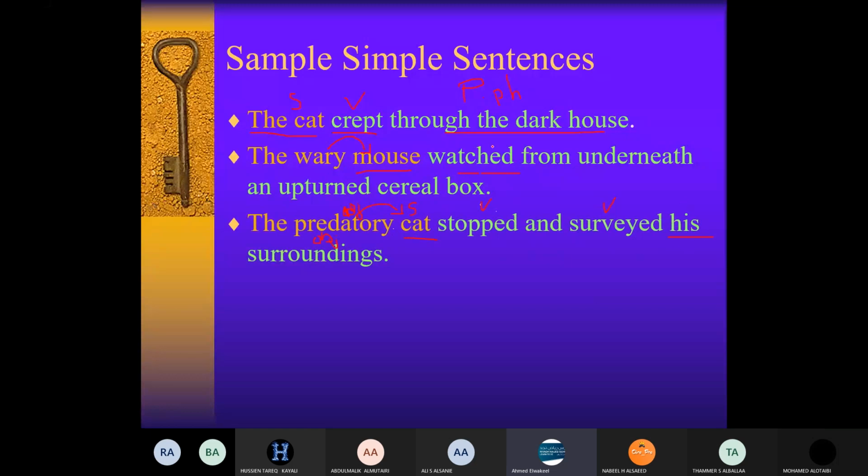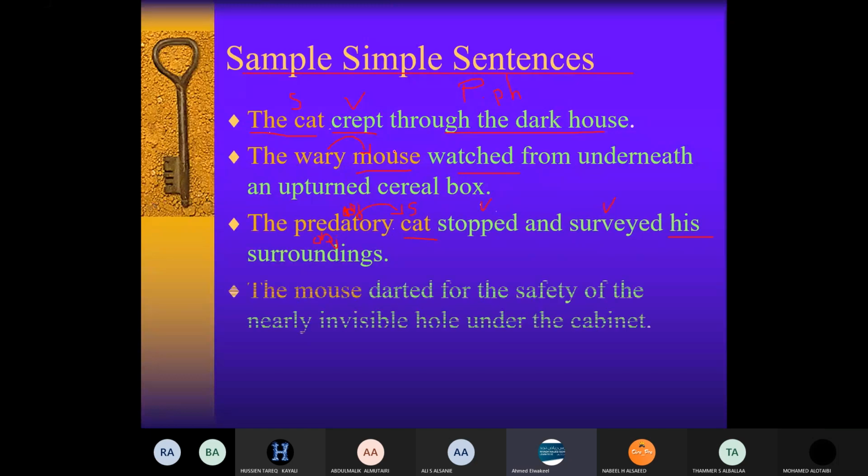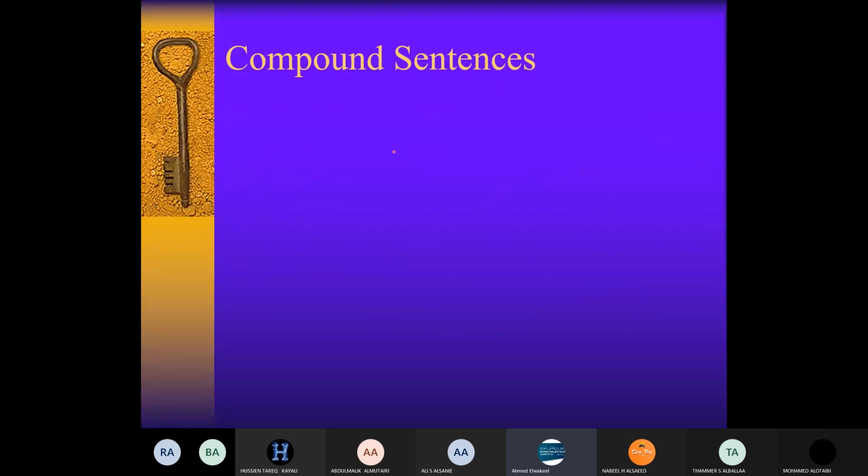So all of these sentences, although you can have one single subject, you can have an adjective before the subject, one single verb, a compound verb, yet all of them are samples of the simple sentence because they express one simple idea. And of course, the mouse darted from the safety of the nearly invisible hole under the carpet. The same thing.